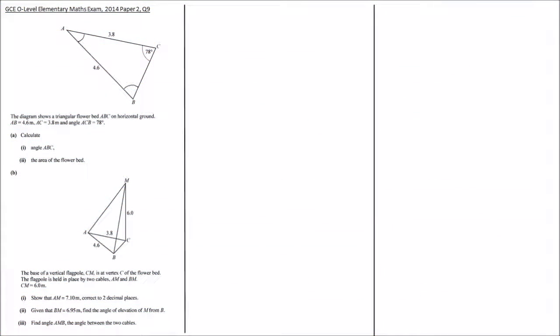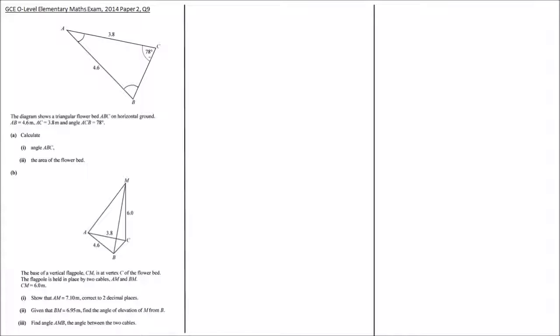Hi, in this video I'll show you how to work out this question taken from the Elementary Maths exam of 2014. Now let's look at the question. It says the diagram shows a triangular flower bed ABC on horizontal ground. AB is 4.6 meter, AC is 3.8 meter, and angle ACB is 78 degrees. Calculate part 1, the angle ABC, and part 2, the area of the flower bed.